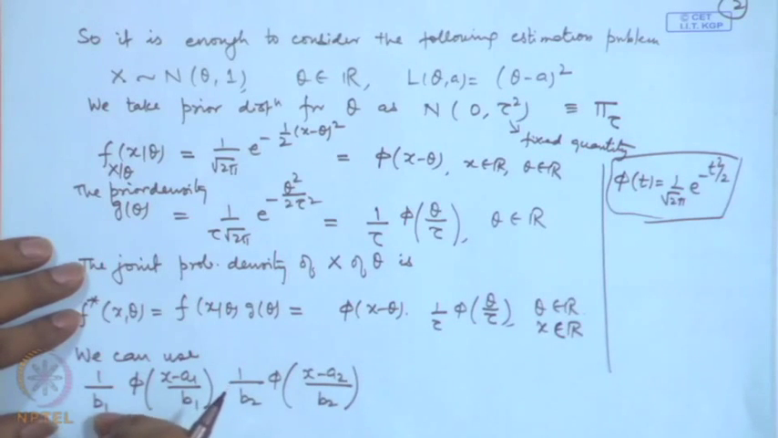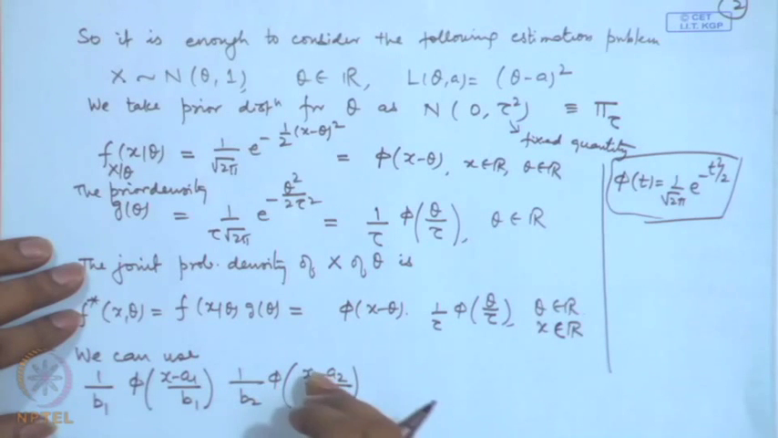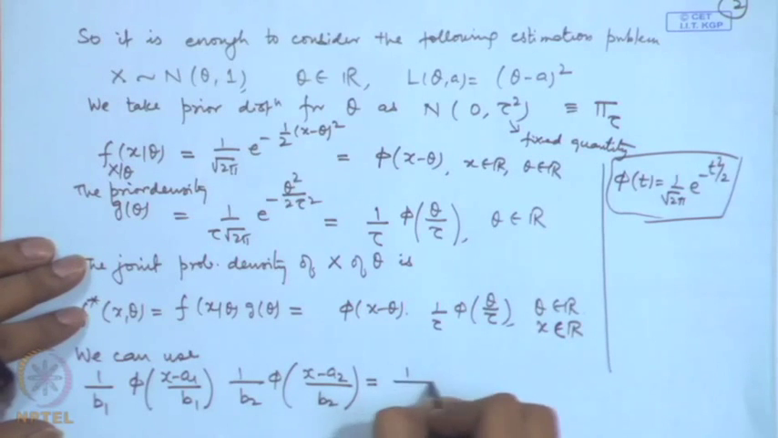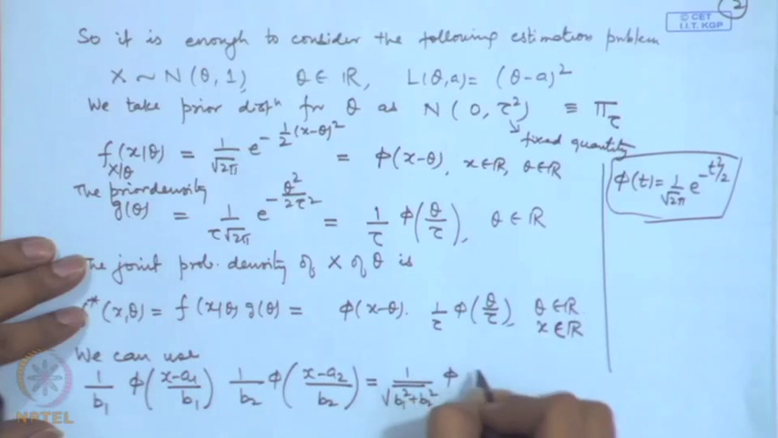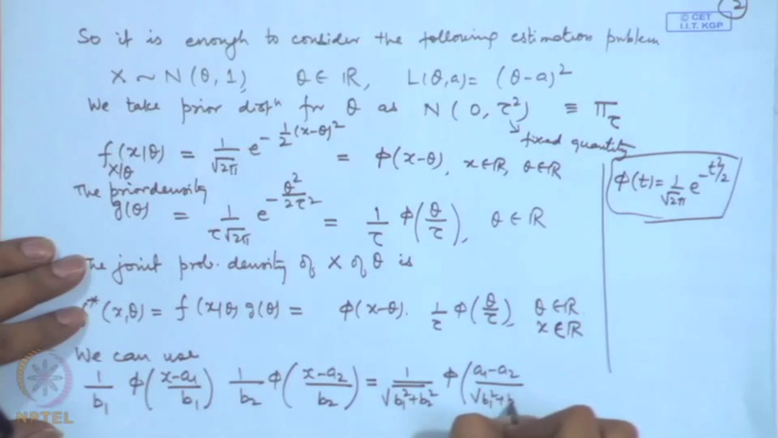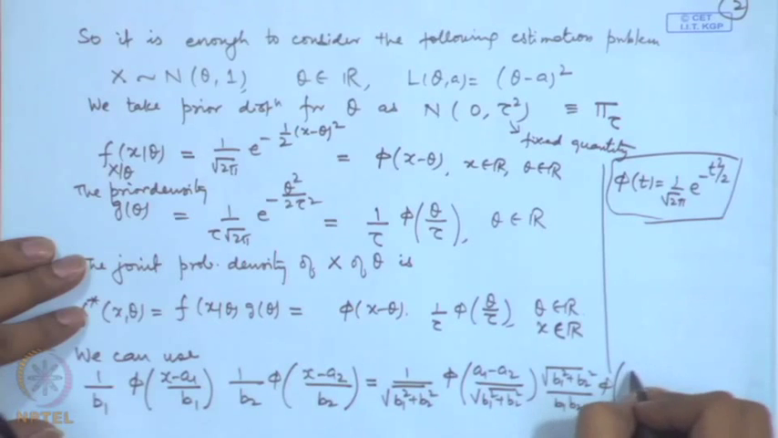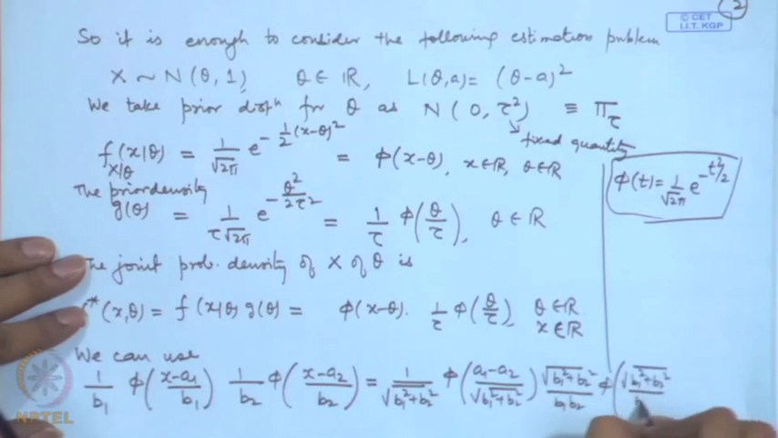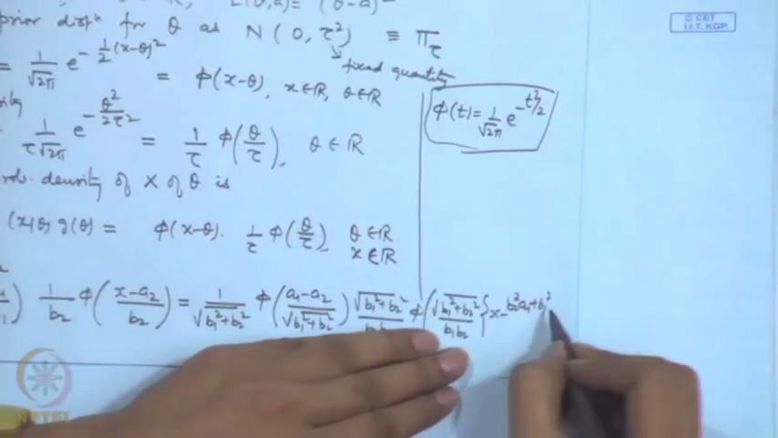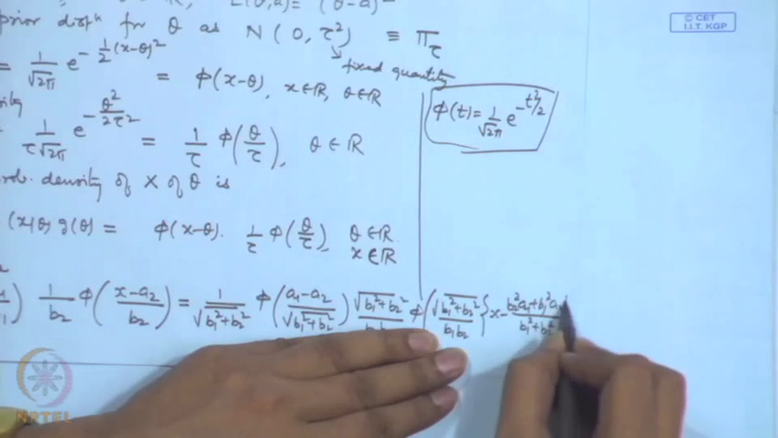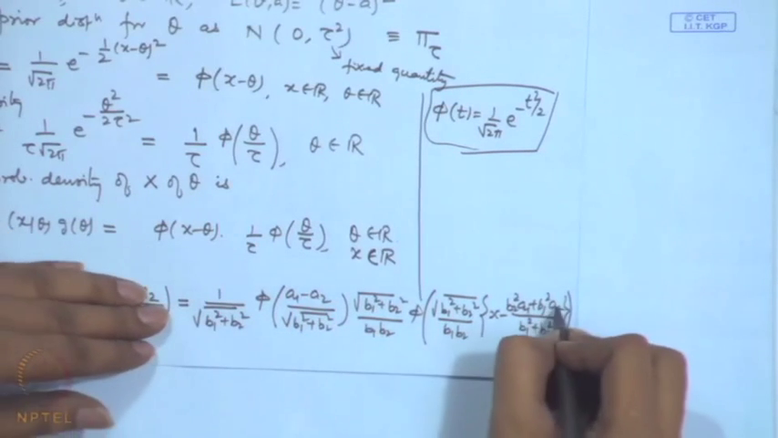So, this is 1 by root 2 pi b 1 e to the power minus half ((x minus a 1) by b 1) square, and this is 1 by root 2 pi b 2 e to the power minus half ((x minus a 2) by b 2) square. In this one, we collect and make a perfect square for x, and if we resolve this, it turns out to be 1 by root (b 1 square plus b 2 square) phi of (a 1 minus a 2) by root (b 1 square plus b 2 square), into root (b 1 square plus b 2 square) by b 1 b 2 phi of root (b 1 square plus b 2 square) by b 1 b 2 times (x minus (b 2 square a 1 plus b 1 square a 2) by (b 1 square plus b 2 square)).